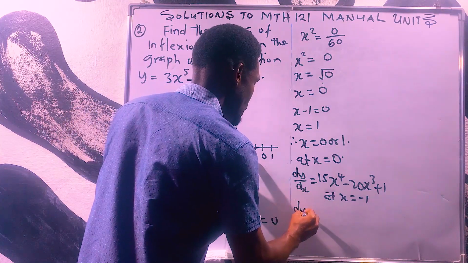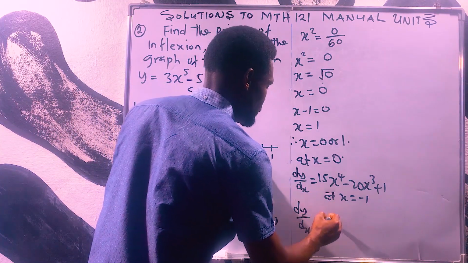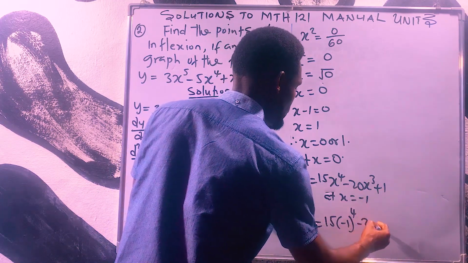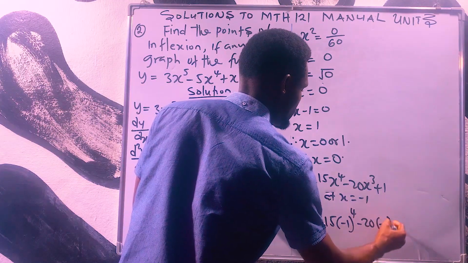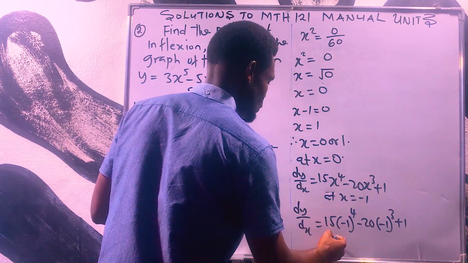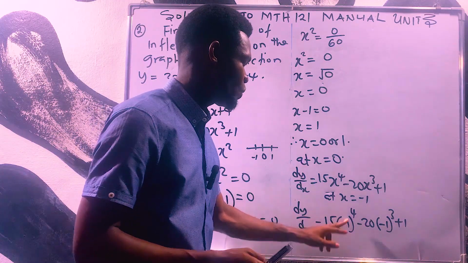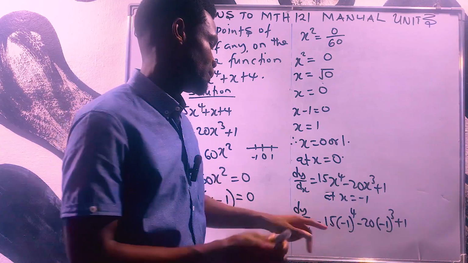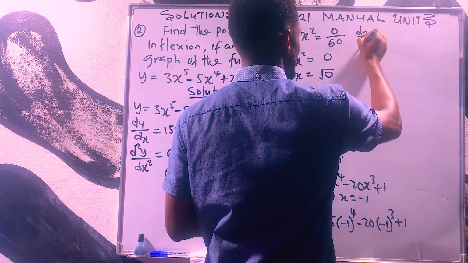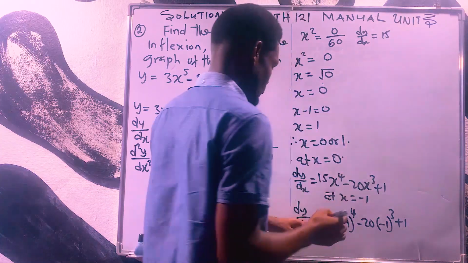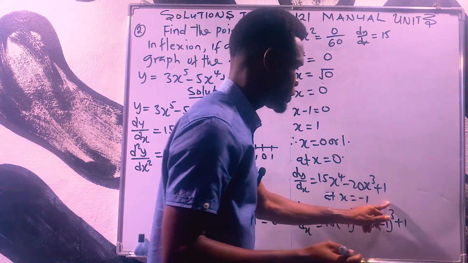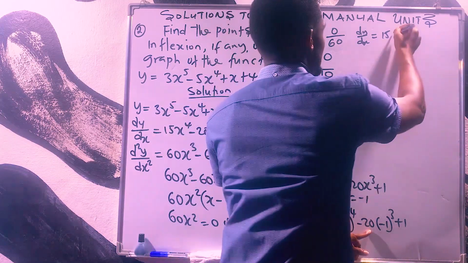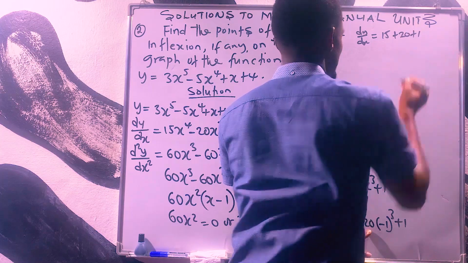We now say that dy dx is equal to 15 into minus 1 raised to the power of 4, minus 20 into minus 1 raised to the power of 3, plus 1. So minus 1 raised to the power of 4 is positive 1, and 1 times 15 is 15. So we have dy dx equal to 15. Then minus 1 raised to the power of 3 is minus 1, and minus 1 times minus 20 is plus 20. Then plus 1.